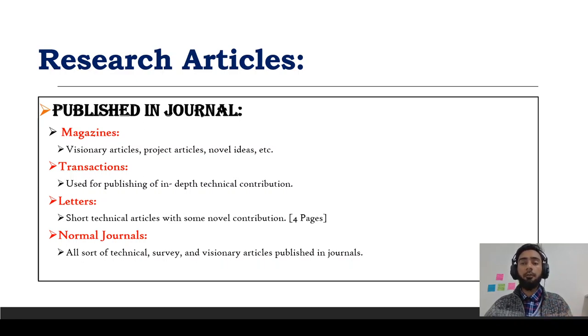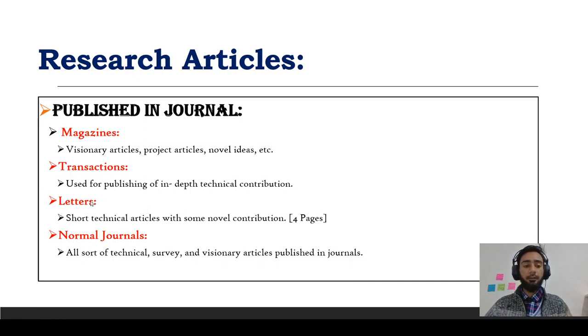Then transaction articles are your venue. There are plenty of transaction articles related to your field. For example, IEEE Transactions on Services Computing, Transactions on Wireless Communications. ACM has plenty of transactions. So if you're going for a good, in-depth technical contribution, then go for transaction articles.